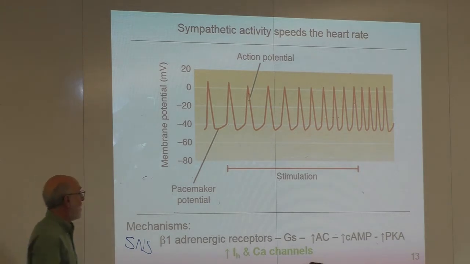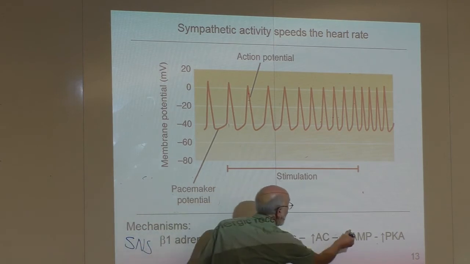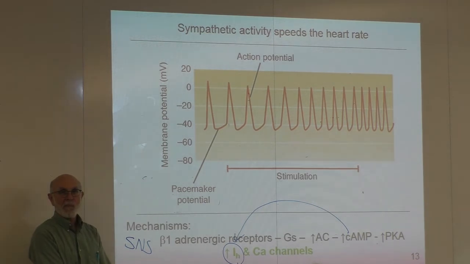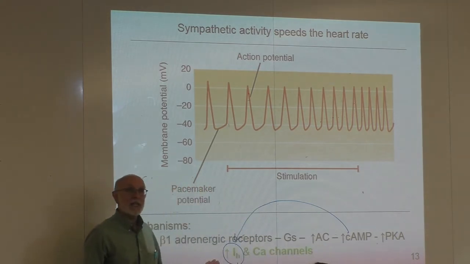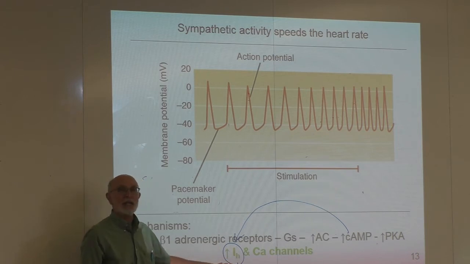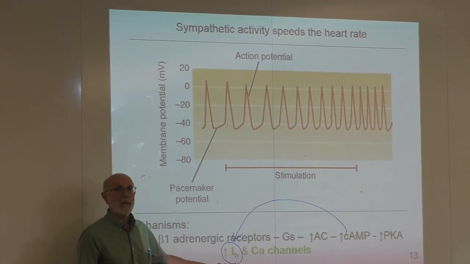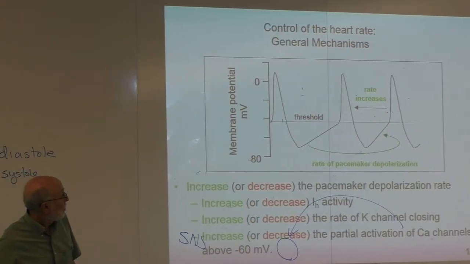Now, IH channels are activated by cyclic AMP. So cyclic AMP, the part of the pathway, activates IH. What does IH do to the ultra-slow depolarization of a pacemaker cell? What does increasing the number of IH channels open do to the ultra-slow depolarization of a pacemaker cell? It speeds it up. So now we're talking about this.